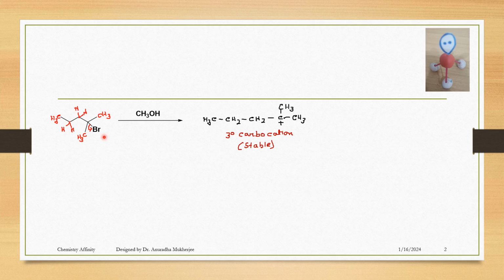So the carbon-bromine bond breaks. We get a 3-degree carbocation. A 3-degree carbocation is a very stable carbocation. That means the reaction follows SN1 mechanism.